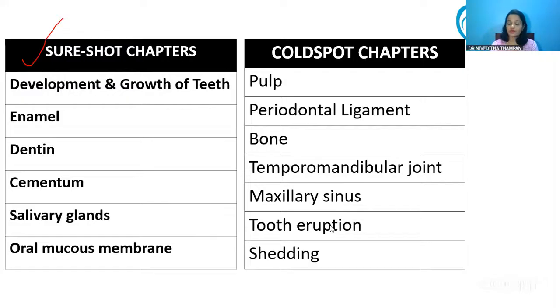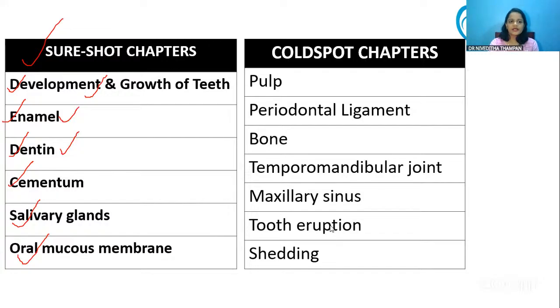So let's have a look at what these sure shot chapters are. Sure shot chapters include development and growth of teeth, enamel, dentine, cementum, salivary glands, and oral mucous membrane. Take any recent question paper of NEET MDS and you will definitely see a minimum of one question from these chapters. So in today's session, we are mainly going to focus on development and growth of teeth, enamel, and dentin. All are sure shot chapters. So you can imagine how important today's session is, right?